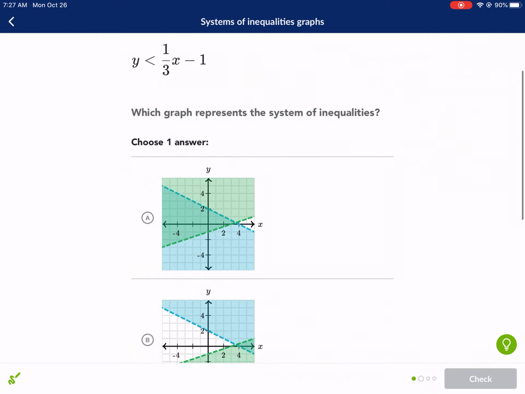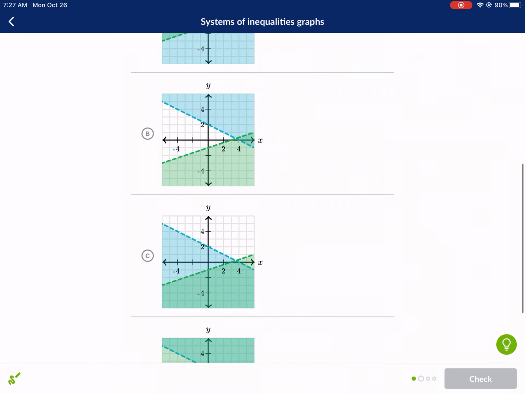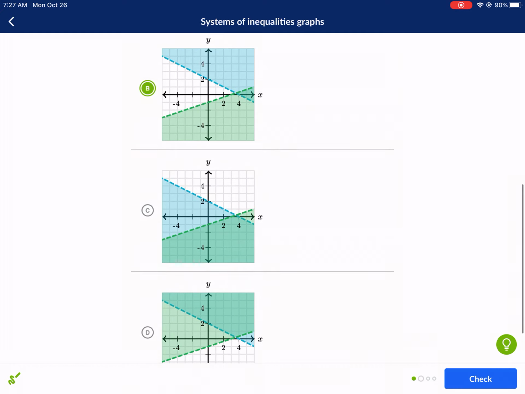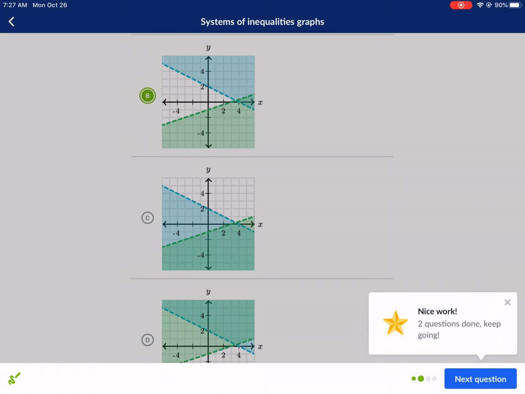So let's go ahead and look for that. I think we have our answer here with B. It's below the green line. It's above the blue line. And the intersection is that little quadrant there. Let's check it out. Yes, it is.